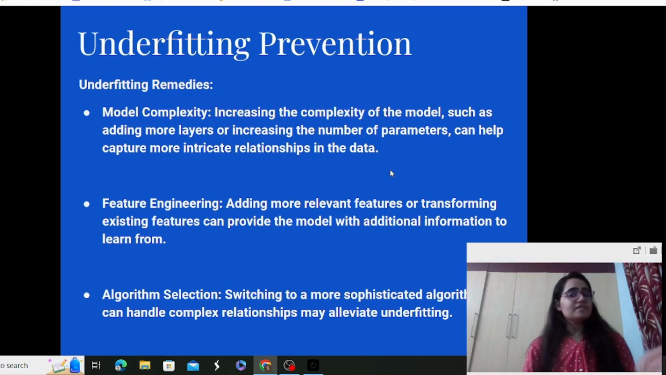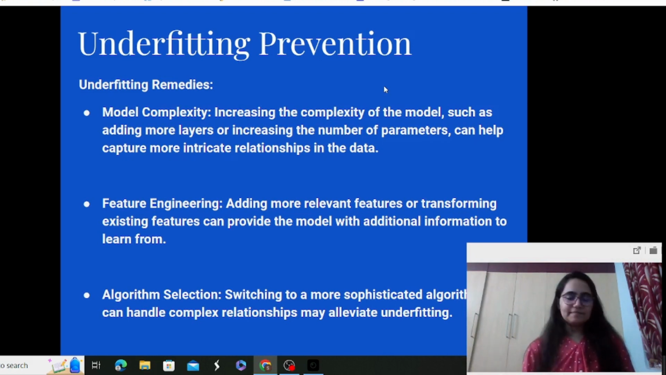Coming to the next, which is underfitting prevention. Now that you've understood some ways to address overfitting, what are the remedies for underfitting? Underfitting is a too simple model, right? You have high bias, low variance. When a model is too simple, not performing well on either the training or the test data, in order to avoid underfitting, you have to introduce some kind of complexity to your model.